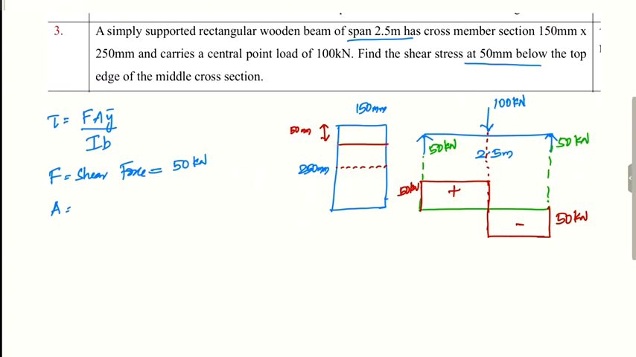So the area under consideration will be what? This will be the area under consideration, right? So I can write the area is equal to what? 150 into 50. That will be the area under consideration. Can you tell me this value, 150 into 50? It is 7500 mm square, right?